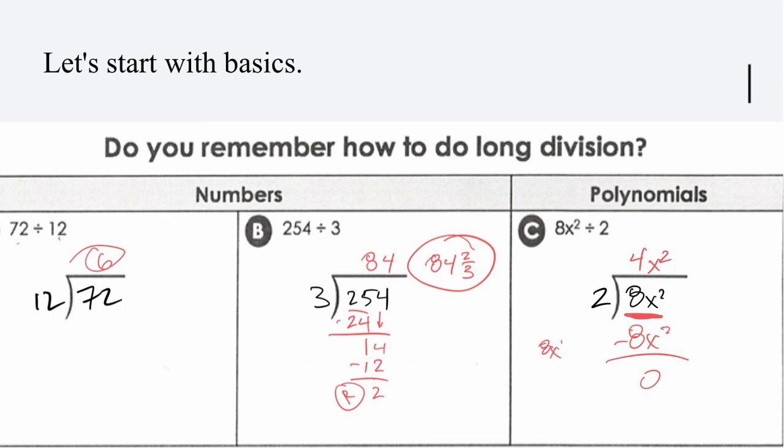So if you think about this, if you wrote it as a fraction, what you're doing here is saying 8x squared divided by 2. I factor 2 out, and my leftover is up here. The leftover is the quotient.